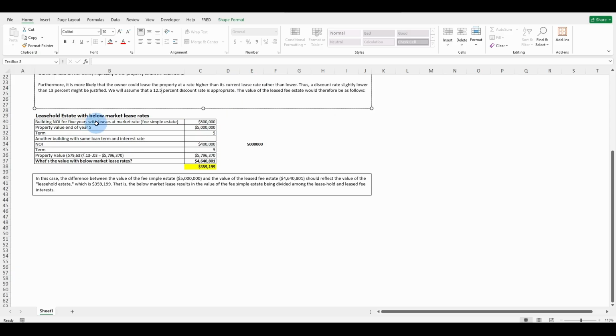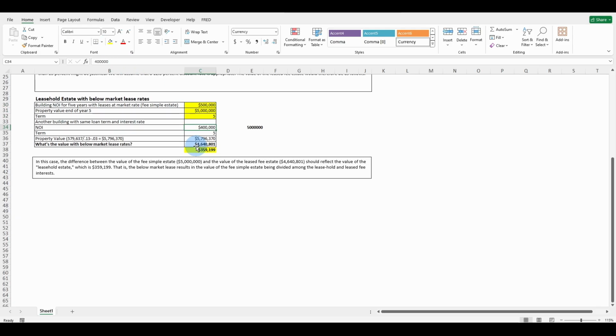Building NOI for 5 years with leases at market rate, $500,000. Property valued at end of year 5 equals $5 million. These are numbers you're entering. Term, 5 years. Actual NOI, another building with the same loan terms and interest rate, $400,000. Term, 5 years. Property value, they're using a simple cap rate.